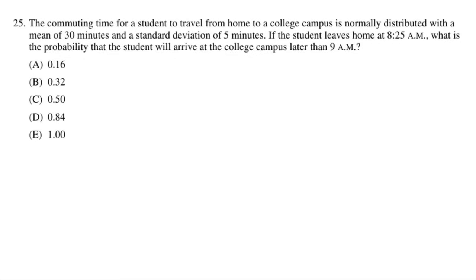All right. Next up, the commuting time for a student to travel from home to college campus is normally distributed with a mean of 30 minutes. Okay, this is awesome. The mean is 30 minutes. The standard deviation is 5 minutes. If the student leaves home at 8:25, what is the probability that the student will arrive at the college campus later than 9 a.m.? All right, so first off, the mean and standard deviation are in minutes. So how many minutes are we talking about here? They leave at 8:25. They arrive later than 9 a.m. That would be more than 35 minutes. 8:25 to 9 a.m. is 35 minutes. So we're trying to find the probability that the commute time is greater than 35 minutes.